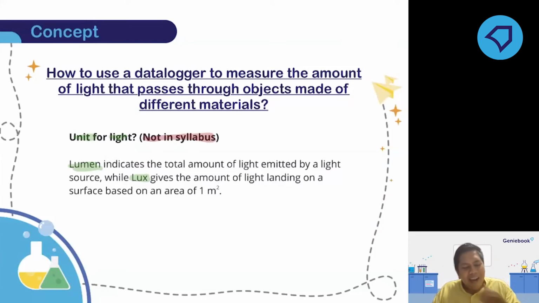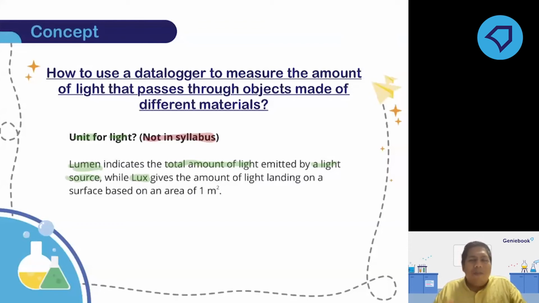Okay, not bad. So lumen, not Mr. Lukman, but lumen, indicates the total amount of light emitted by a light source. So it is directly measurable from the light source. Usually we'll have a sensor at the light source or at the torchlight to measure how many lumens it is.